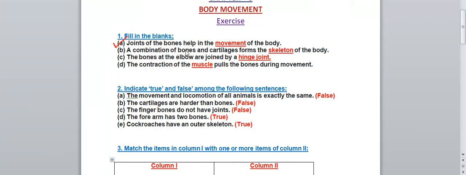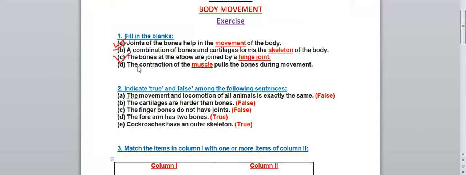Second one, a combination of bones and cartilages forms the dash of the body. So what does the bones and cartilage form? They form the skeleton of the body. So you have to write over there skeleton. Third, we have the bones at the elbow are joined by a dash. So the bones which are present in the elbow are joined by which joint? They are joined by hinge joint. Okay, hinge joint is present in the elbow.